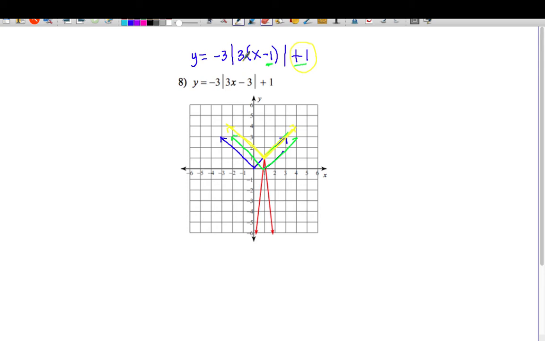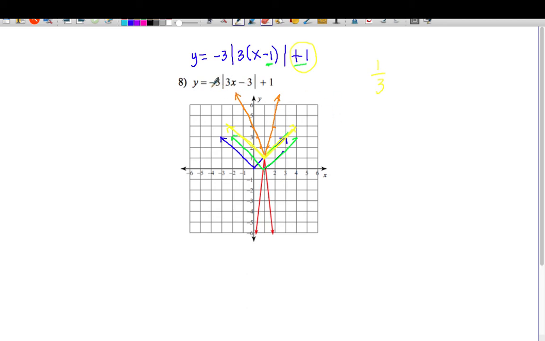Now this 3 inside will shrink the graph by a factor of the inverse of 3, which is 1/3. So in other words, we are going to narrow this graph by 1/3. So instead of 1 to the right, 1 up, it's going to be 1/3 to the right, 1 up, 1/3 to the right, 1 up, and do the same thing to the left. So we now have this graph.